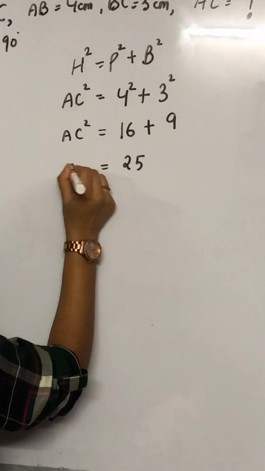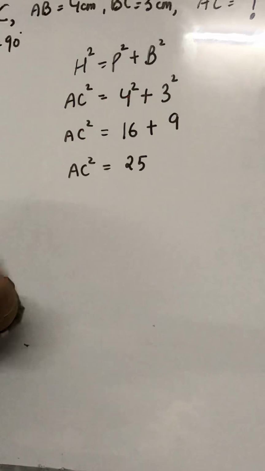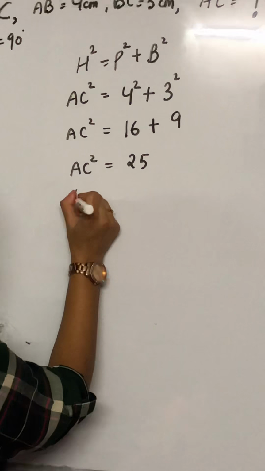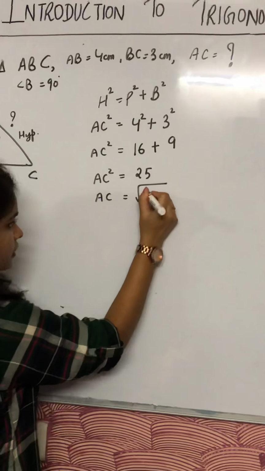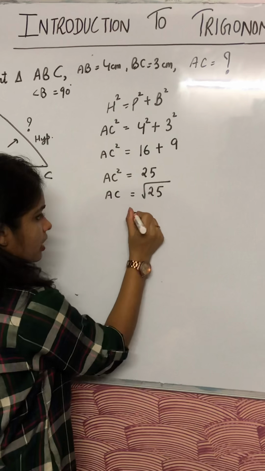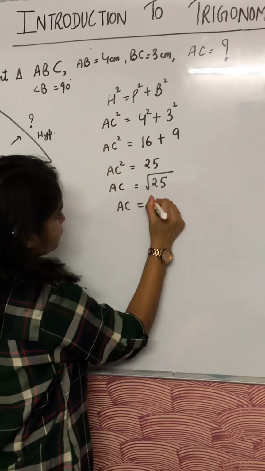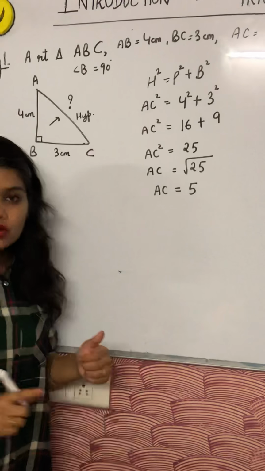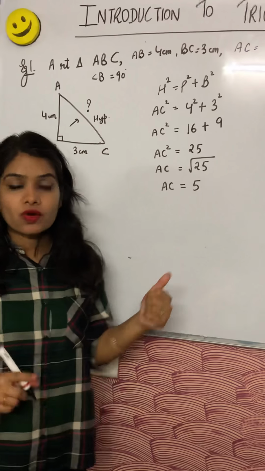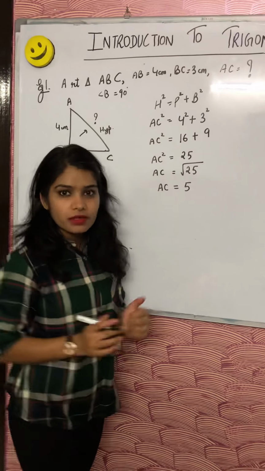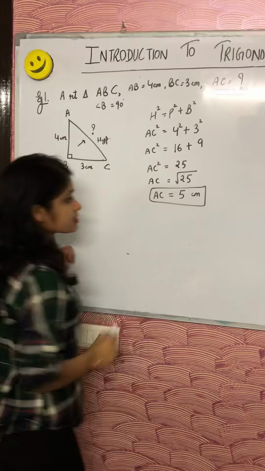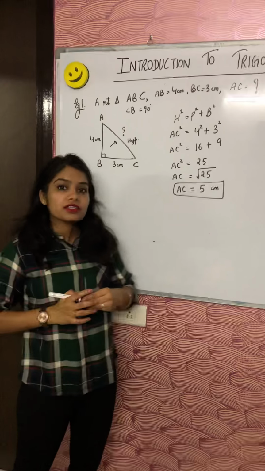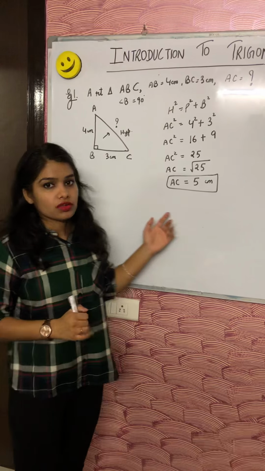25. But I want AC, not AC square. So AC will be what? Root of, when square goes to the other side, it becomes root, and I will get 5, not minus 5, because this is a side, and it is going to be positive. So it's easy. And see students, there is a hint also that tells you whether you are doing it correct or not.